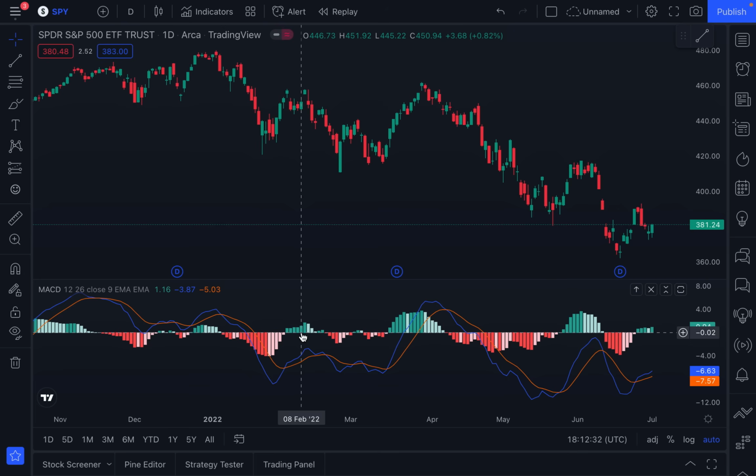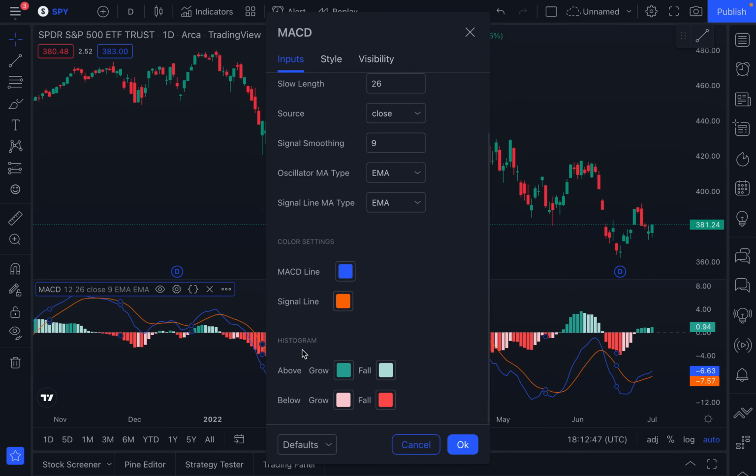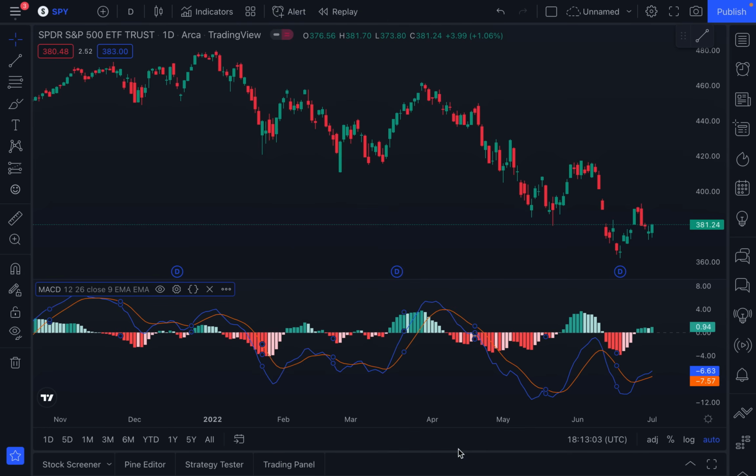And so remember, you can go into the settings here for this indicator and you can change the defaults. This also will remind you what all these different things are. So for example, you can see MACD line is going to be the blue line, signal line is going to be the orange line, and then you'll see the histogram above. It's going to show you green for grow, for fall it's a lighter green, and then for below grow, kind of a lighter red, fall it's going to be a red. So you can change these defaults as well, but I'm just going to leave everything as it is right now. Okay, so let's go ahead and click OK here.